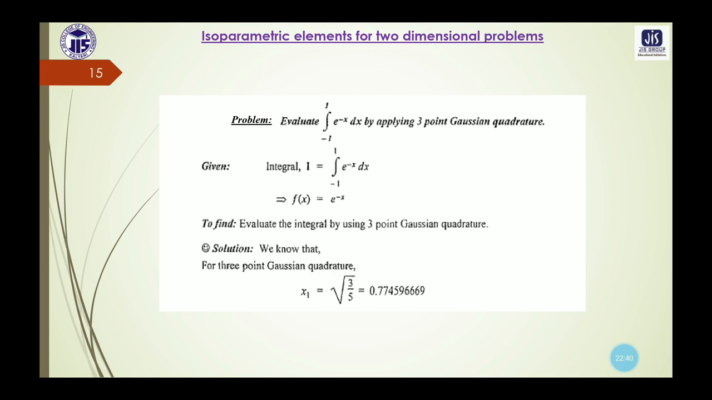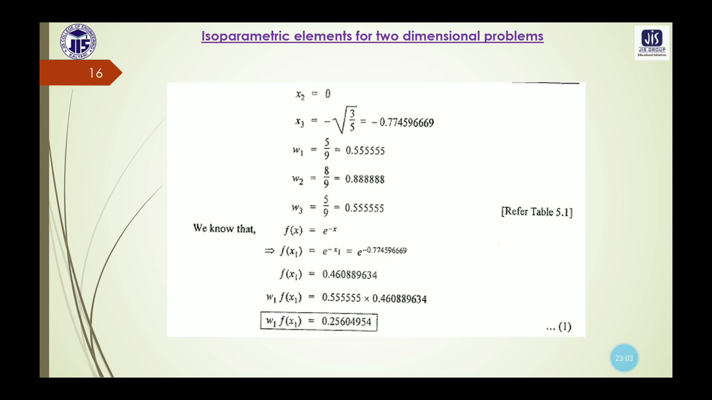Now for the 3-point Gaussian quadrature, to find the value of x1, x2, x3 and their corresponding weights, that is w1, w2 and w3, we need to refer to the table. So from the table we have got that the value of x1 is plus root under 3 by 5, which is 0.77459, the value of x2 is 0, and the value of x3 is minus root under 3 by 5, so it is minus 0.77459.